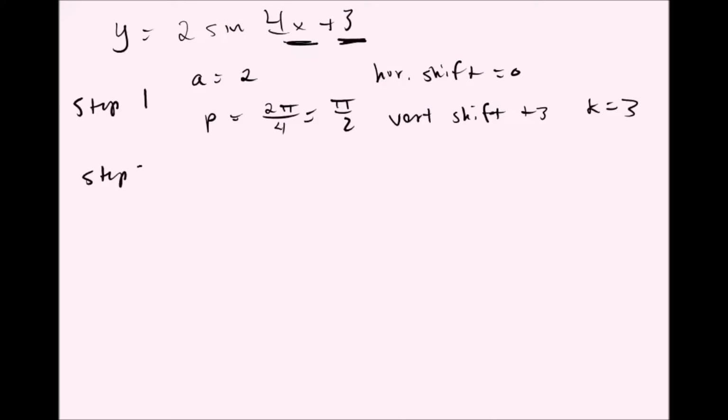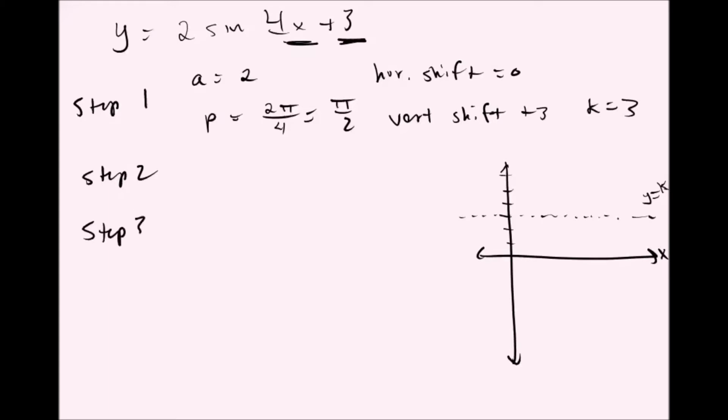Step 2 is going to be draw the midline through the graph. So we know the vertical shift is plus 3. So plus 3 is actually going to be the midline of this graph. There's going to be stuff above and below it. However, the midline is plus 3. So y equals sine x goes through the x-axis, but this graph is going to go through this line, y equals k, or y equals 3.